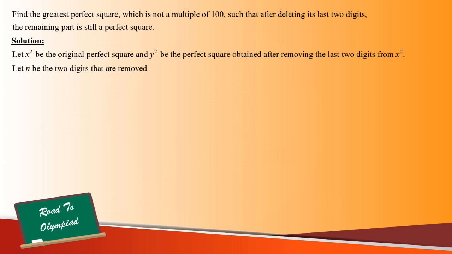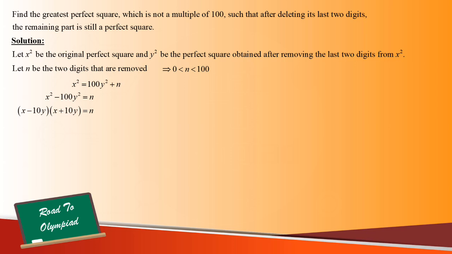Since n has two digits, n is between 0 and 100. Note that n cannot be 0 because x squared is not a multiple of 100. By the condition given in the problem, we can obtain these equations. x squared is equal to 100y squared plus n. Rearranging, we have x squared minus 100y squared is equal to n, where we can factorize the left hand side to be (x minus 10y) times (x plus 10y).